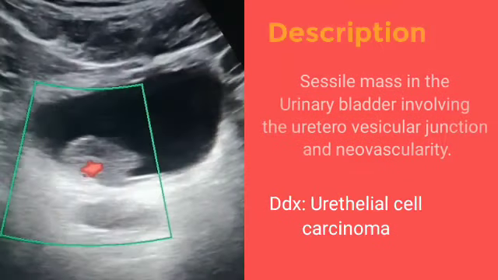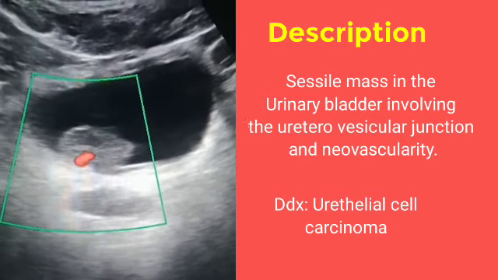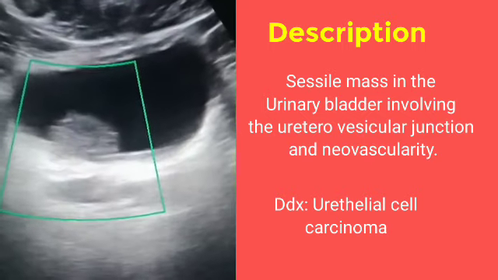Look at another mass here. It is a sessile mass in the urinary bladder involving the ureterovesical junction, and there is flow on Doppler interrogation. A differential diagnosis of urothelial cell carcinoma was as well given. This patient has a history of painless hematuria. You can appreciate the flow there.